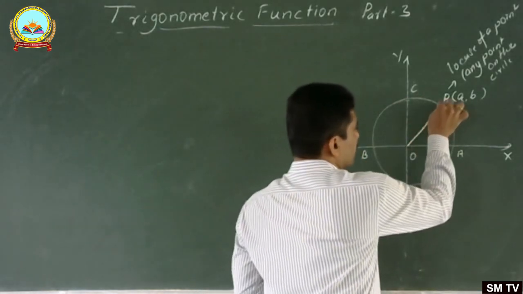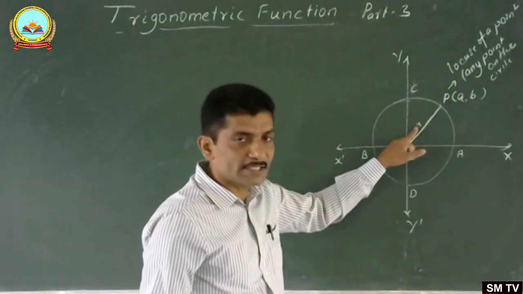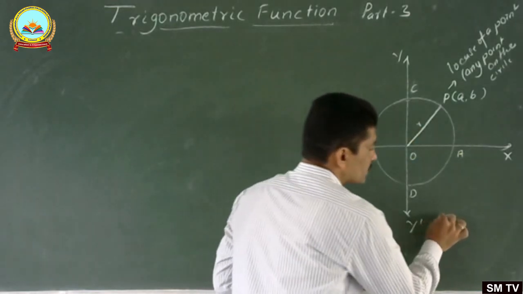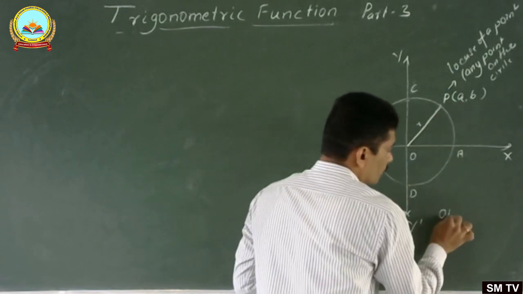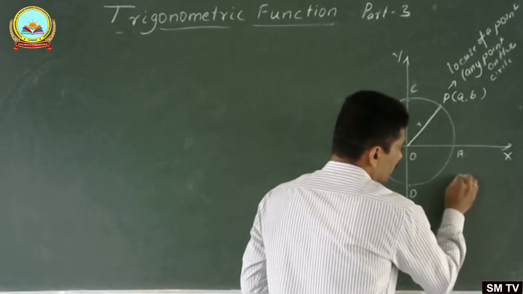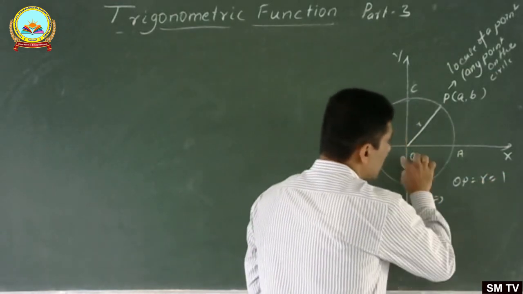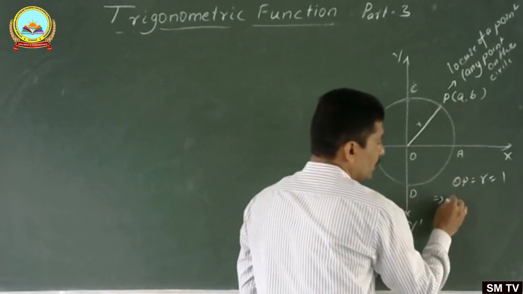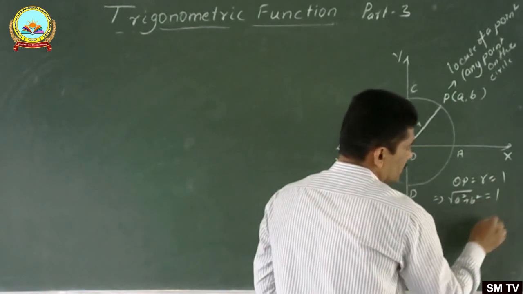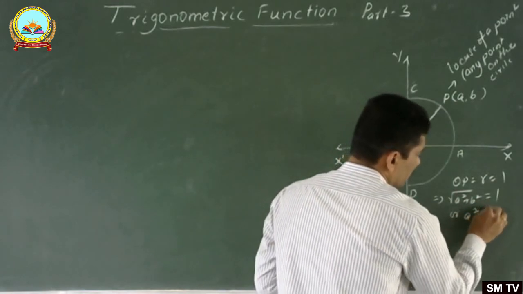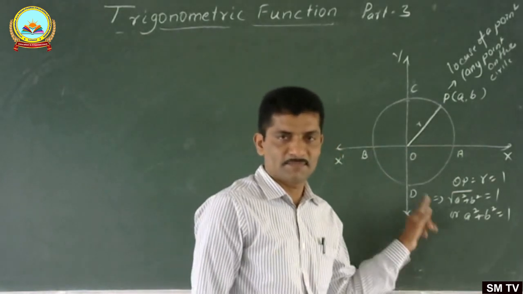Here OP is the radius of the circle. Assume that this distance is r. Here radius r is exactly equal to 1. O is the origin, its coordinate is 0, 0. Here you know that OP is the radius of the circle. The value of OP is r, which is equal to 1. What is r? It is the distance from O to P. This is root of a square plus b square. This value is 1, so remember a square plus b square is always equal to 1 in the unit circle.